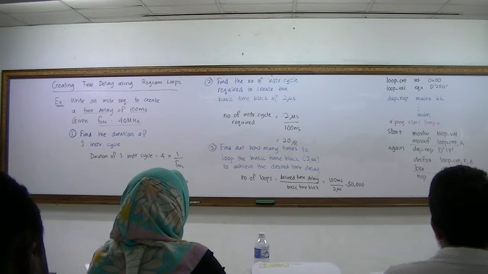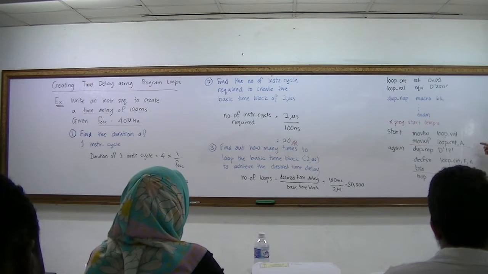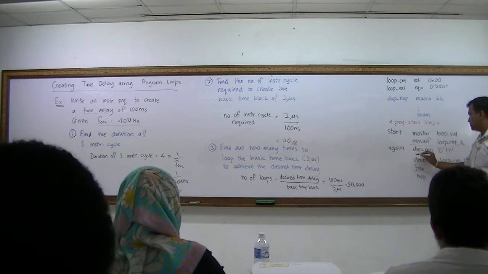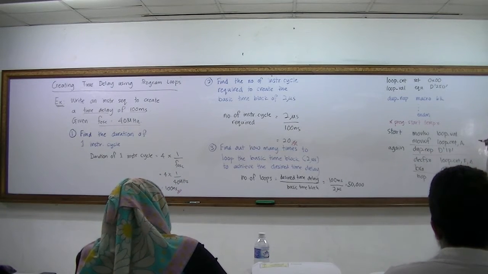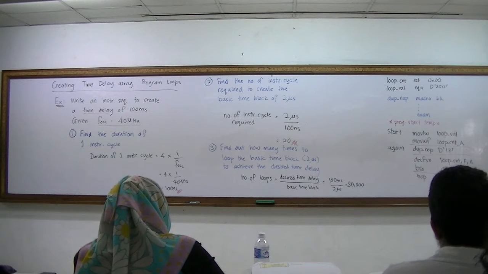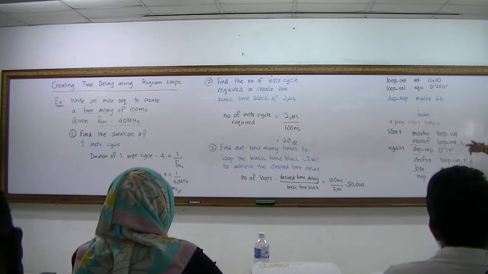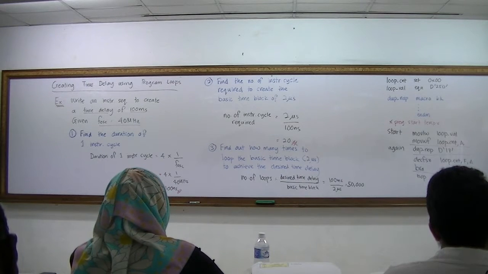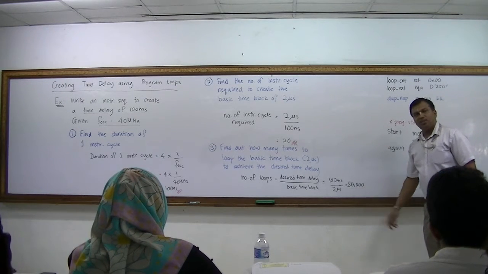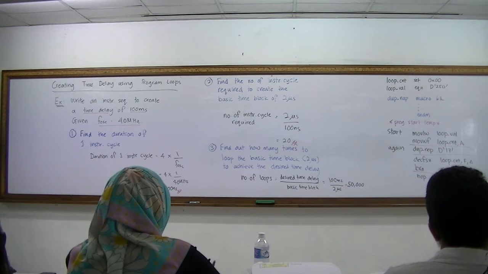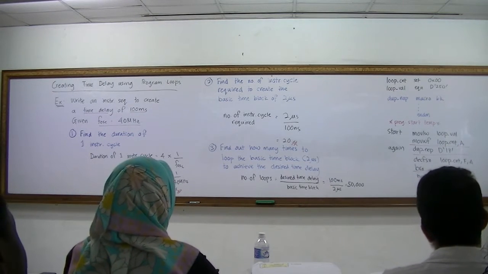This was yesterday's example, right? Yesterday's example was 250 times you loop. But now, you have to loop this 50,000 times. It's not possible for you to load 50,000 to the working register because the maximum you can load is 255.